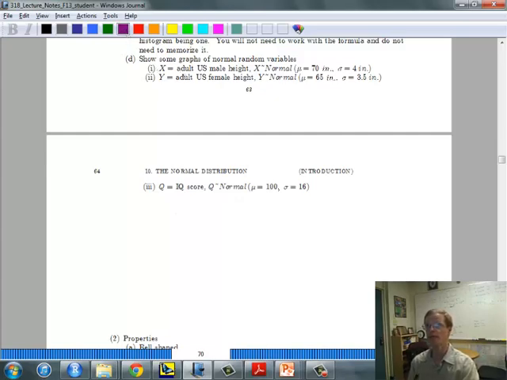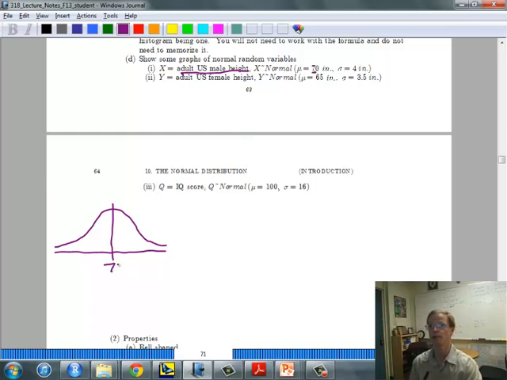Let's do the first one as the U.S. adult male height. So first, probability distribution. I'm just going to sketch a nice little bell-shaped curve here. And the center is 70 inches. So males in the U.S. on average are 70 inches tall. And the standard deviation is 4 inches.